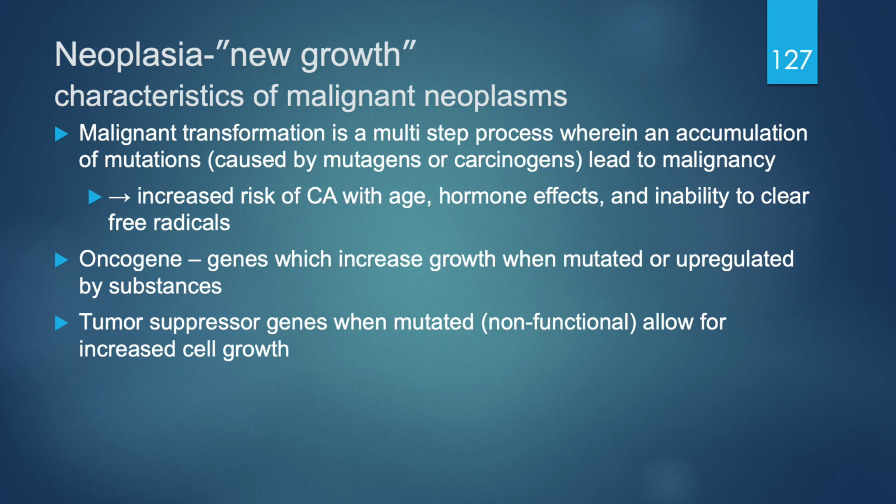So your risk of cancer in general is going to increase with age, with the effect of various hormones, and also with the inability of your body to clear free radicals from it. Oncogenes are genes which are going to increase growth when mutated or upregulated by various substances. And tumor suppressor genes, when they mutate, will also allow for increased cell growth.